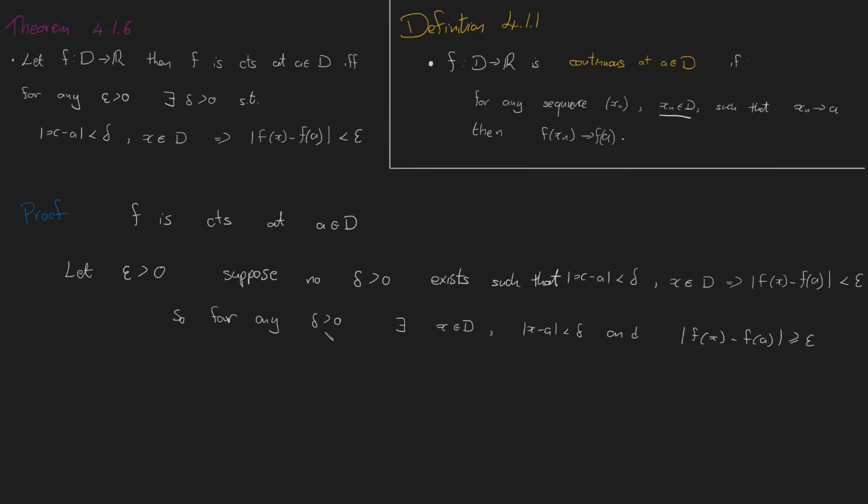So in particular, this is any delta. If I take delta equal to 1/n for some natural number n, there exists xn such that |xn − a| is less than 1/n, my value of delta.